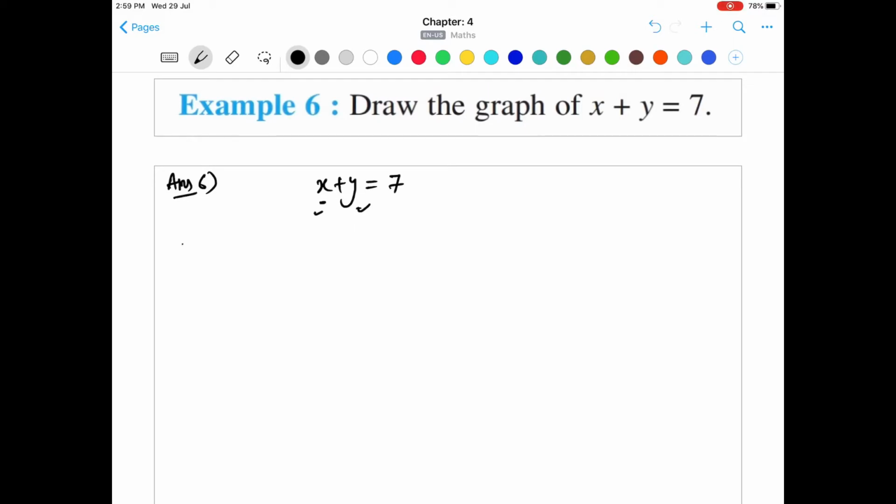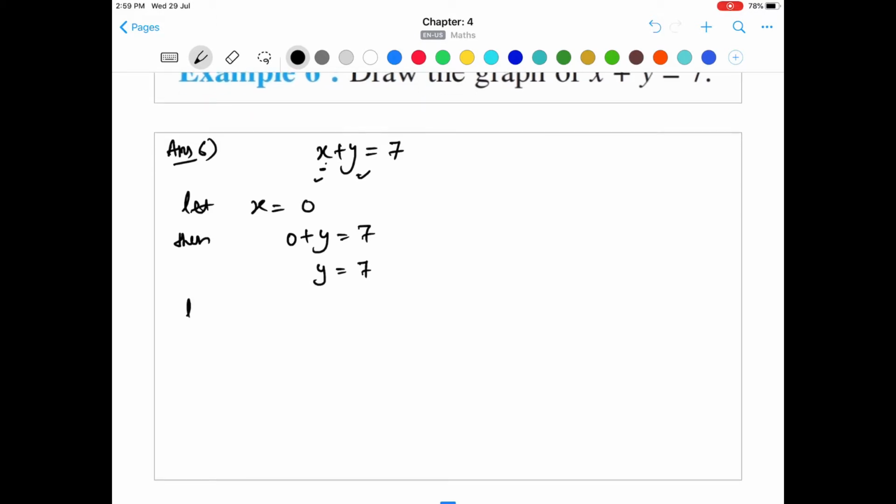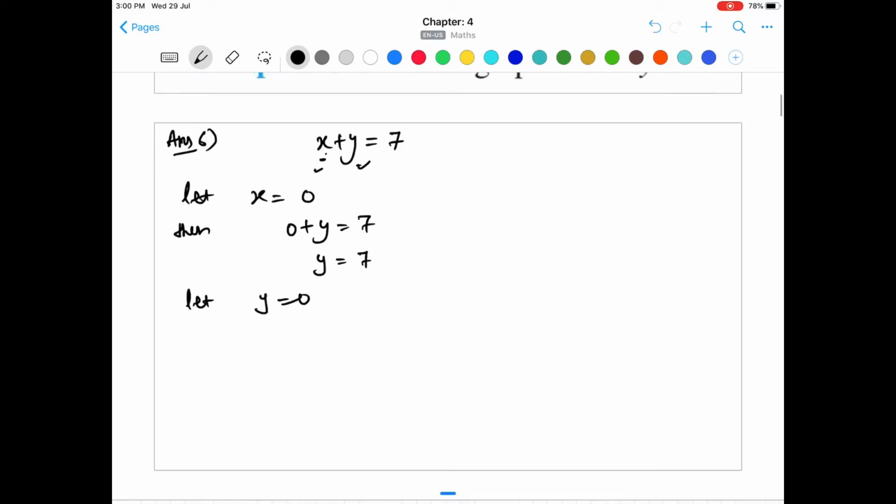So let's start. Let x equal 0. Then our equation becomes, in place of x we write 0 plus y equals 7, so this y will result into 7. Similarly, this time let's say y equals 0. Then the equation becomes x plus, in place of y we write 0, equals 7. So this will result into x equals 7.